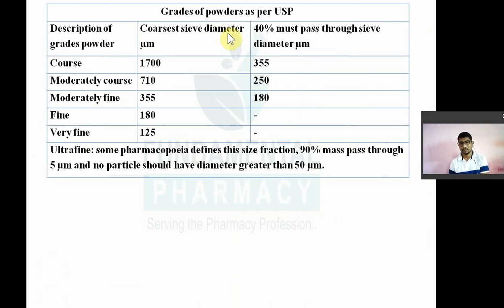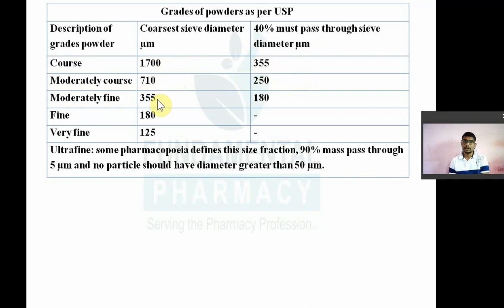That first slide was grades of powder as per IP and PP. Now it's as per USP. So as per USP, coarse powder is defined as the powder whose particles must pass through a sieve of 1700 micron. Sieve जो 1700 micron का sieve है उससे पास होना चाहिए. And 40% of particles must pass through a sieve having an aperture of 355 micron. Then moderately coarse powder is defined as all particles of powder must pass through a sieve having a nominal mesh of 710 micron, and 40% must pass through a nominal mesh of 250.